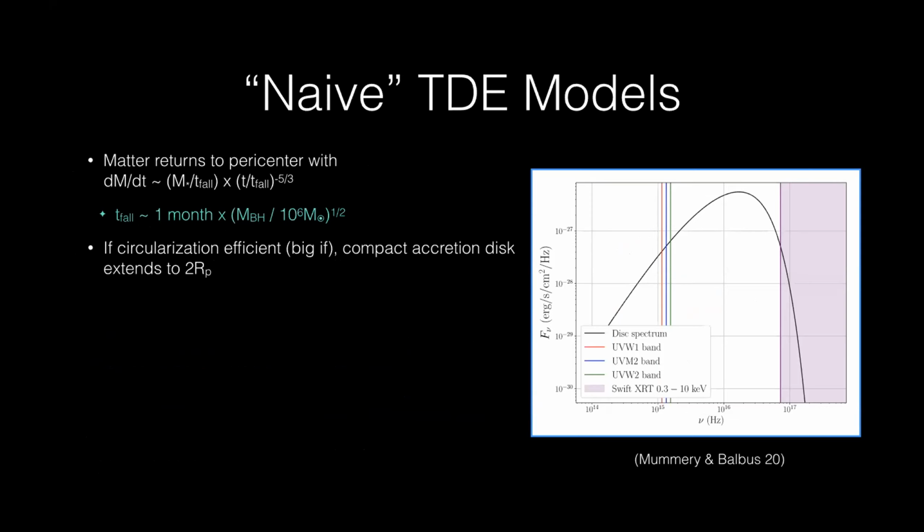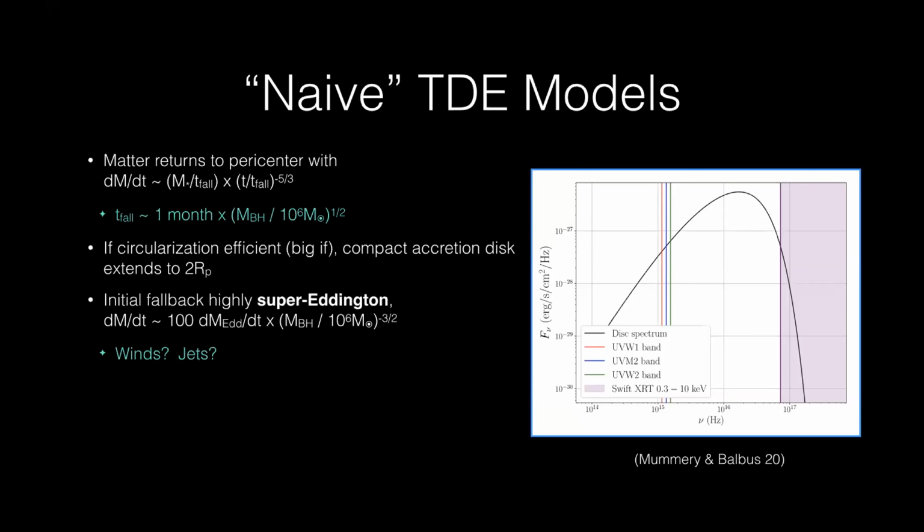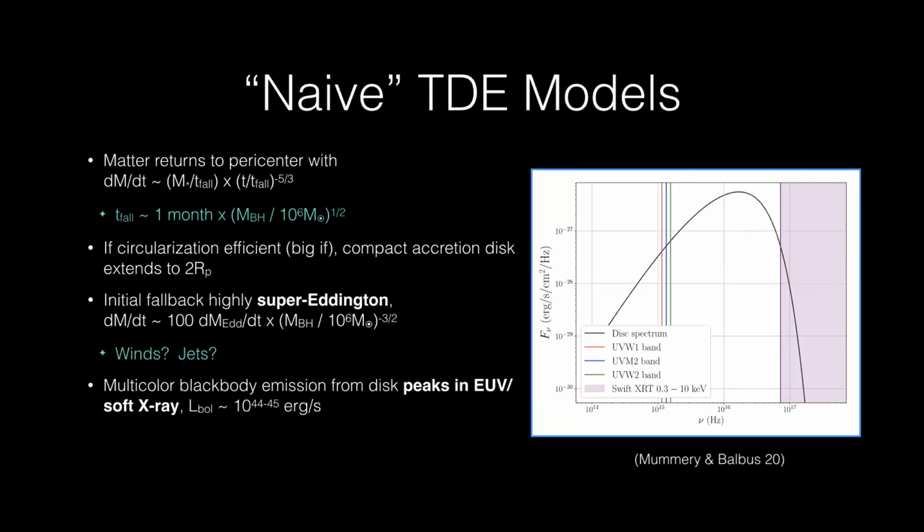And I should mention right now, this is a fairly big assumption. Then we get a brief phase of super Eddington accretion, which may be accompanied by powerful outflows or jets. And after that, you get a fairly typical multicolor blackbody soft state disk. The peak of the spectral energy distribution is in the unobservable extreme ultraviolet, but you have a Wien tail extending into the soft X-rays, and optical and near ultraviolet emission shows up on the Rayleigh-Jeans tail.